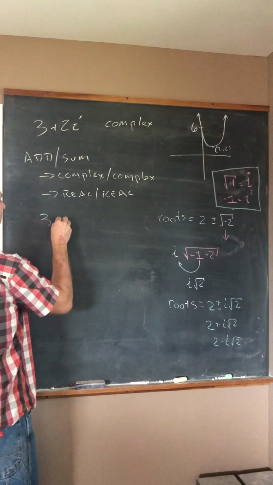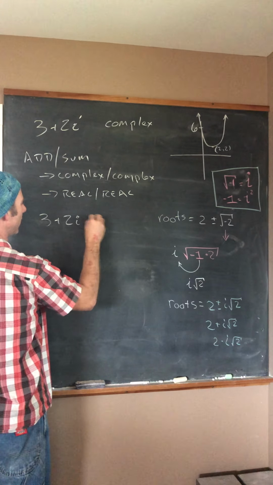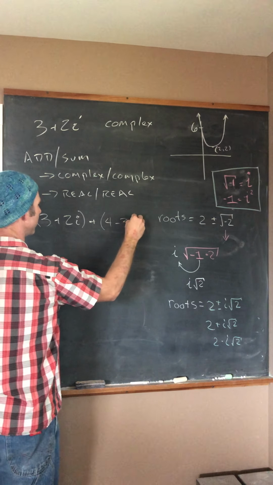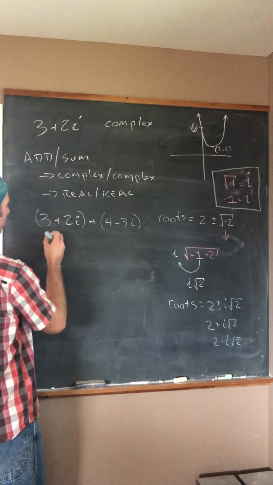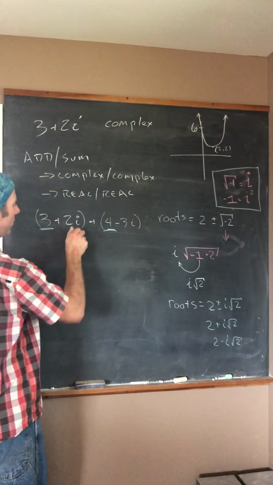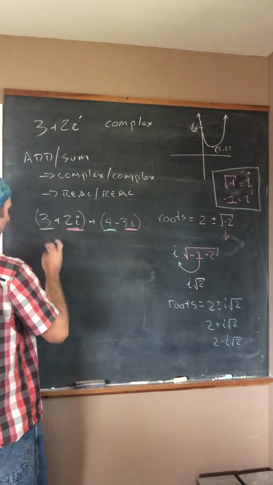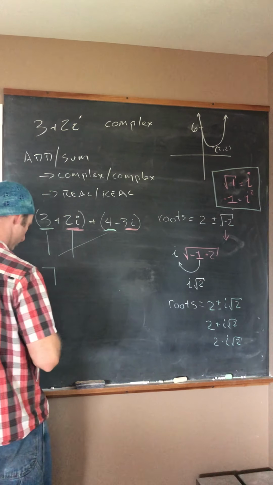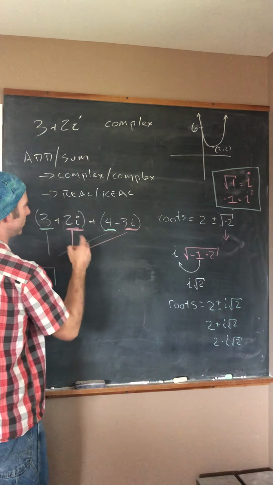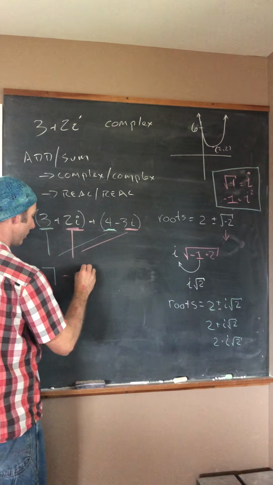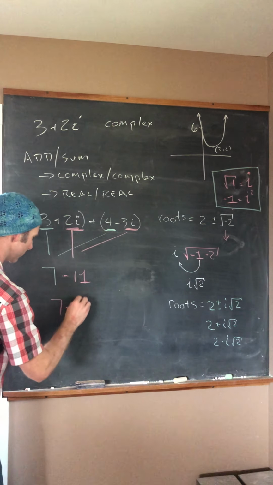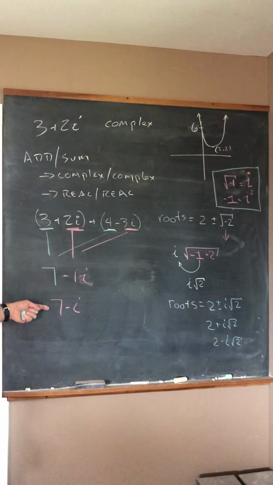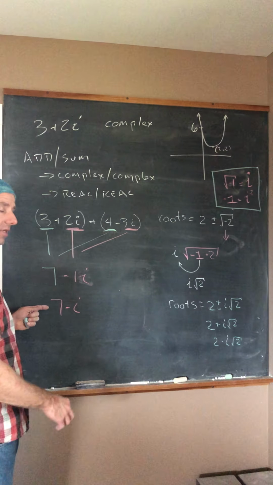So let's try this. 3 plus 2i, and I just put parentheses around these, make my life easier. And then 4 minus 3i. So, real, real, complex, complex. These guys come together as 7. These two come together as negative 1i, or 7 minus 1i, sorry. 7 minus i. This here, I just added them up. Easy peasy, okay?